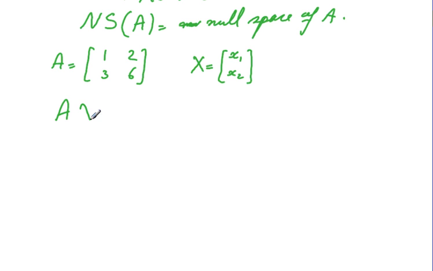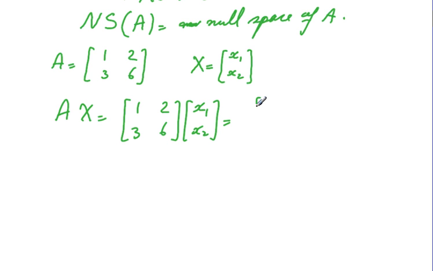Now, what does Ax look like? A, 1, 2, 3, 6, times x1, x2. Tell me what is the first element of the output vector. Just multiply. Is that right? Yeah, you just multiply like we have been multiplying stuff all along. So it's 1x1 if you wish and 2x2. That's the first entry. What's the second entry? 3x1 plus 6x2. Is that right? So that is our product.